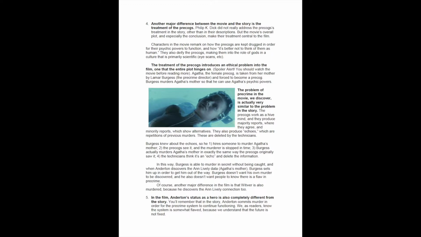They also produce echoes, which are repetitions of previous murders. These are deleted by the technicians. Burgess knew about the echoes, so he first hires someone to murder Agatha's mother, then the precogs see it and the murderer is stopped in time.